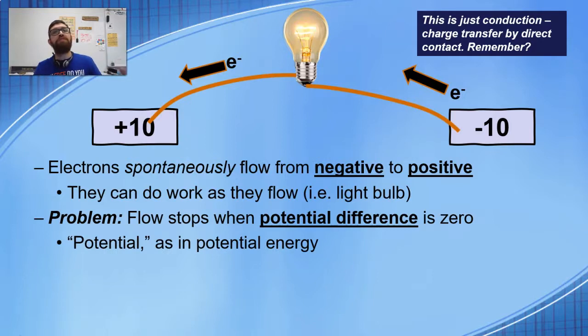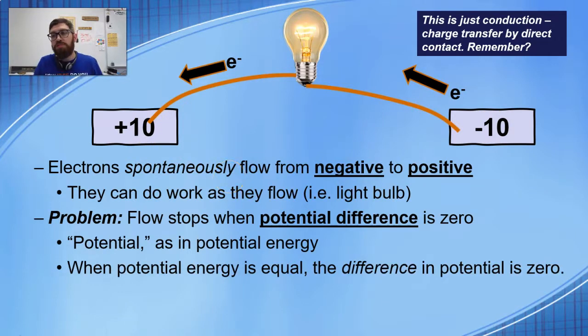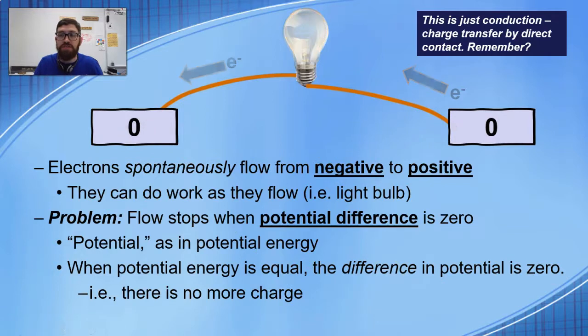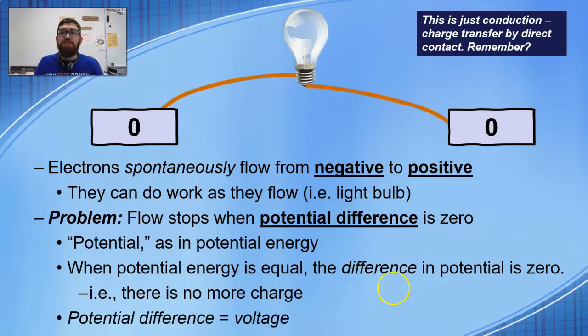Now, you need to understand that we use the term potential here as in potential energy, electrical potential energy. Before the electrons started to flow, there was a lot more potential energy on this side than there was on this side. Therefore, there was a difference in potential energy. There was a difference in potential. And the word potential also means voltage as well. When those charges equal out, when the potential energy is the same on both sides, that means the difference in potential is zero. So the potential difference is zero, which means the voltage is zero. So you need to understand now that the term potential difference also means voltage. Let me show you an example of this.